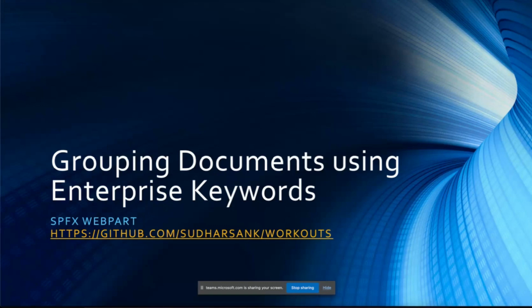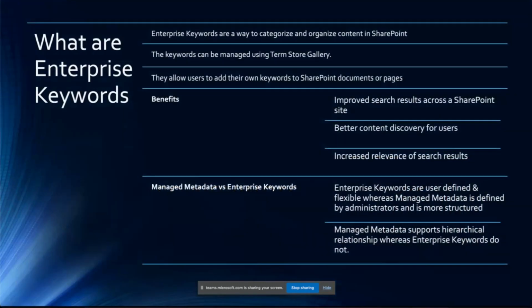Before going into the web parts, let us see what enterprise keywords are. I hope everyone is aware of managed metadata taxonomy, and there are also enterprise keywords. Enterprise keywords can be managed using the term store, and users are allowed to enter their own free-form keywords. The benefits of enterprise keywords are that they improve the search results and give better content discovery, and you can find relevant search results based on the keywords. You can tag these keywords on documents and also pages.